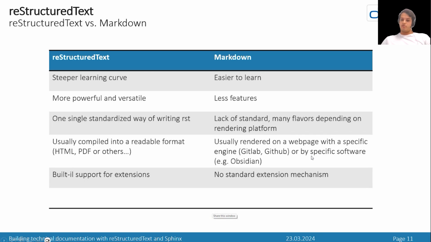Or it can be also software that you have on your computer, like Obsidian. And Markdown doesn't have any standard extension mechanism. So whenever you want to extend Markdown features, you need to implement something yourself without any standard way of doing it.